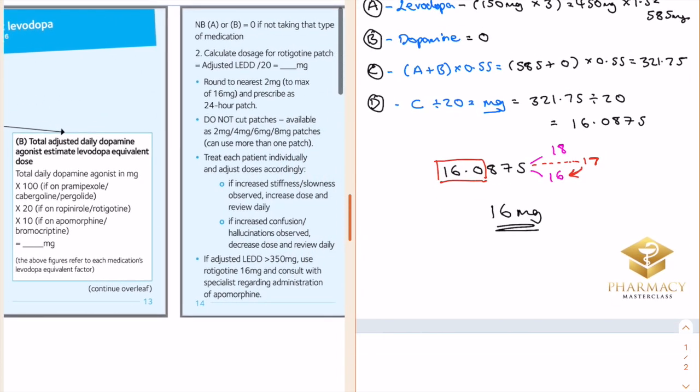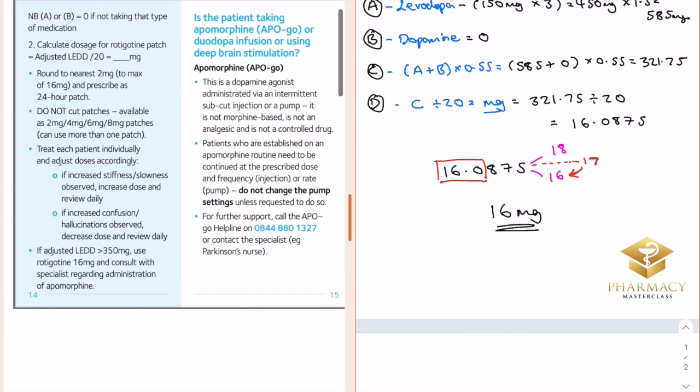And you must also be aware that in the resource pack, like I talked about in the previous questions, the maximum dose you can give of rotigotine is 16 milligrams. So if you had a calculation and it came higher than that, you would automatically default it down to 16 milligrams. The patches are only available in a 2 milligram, a 4 milligram, a 6 and an 8.